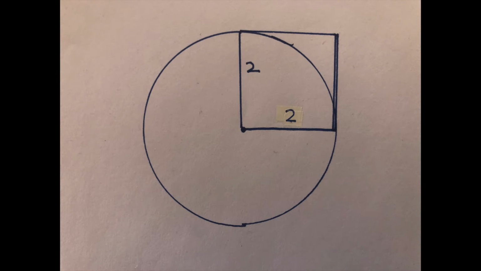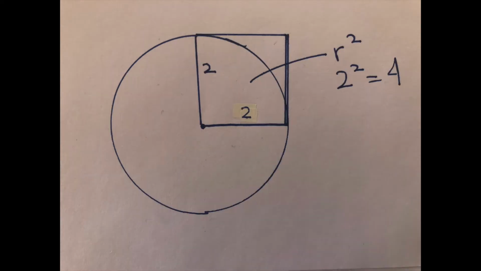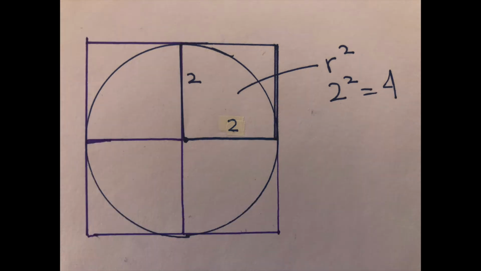Now let's say we draw another radius at 90 degrees to the first one. Because radii are always equivalent, this one also equals 2. And then let's think of those two radii as two sides of a square. The area of that square would be 2 squared, which is 4, which is also the radius times the radius, or the radius squared.